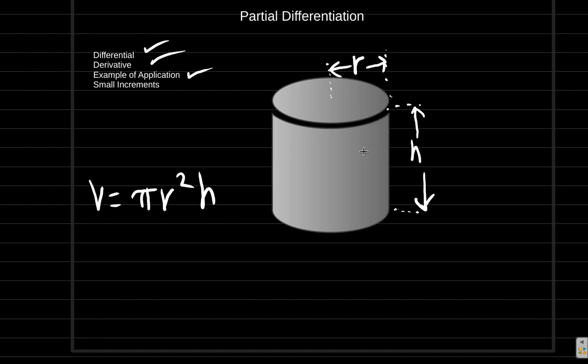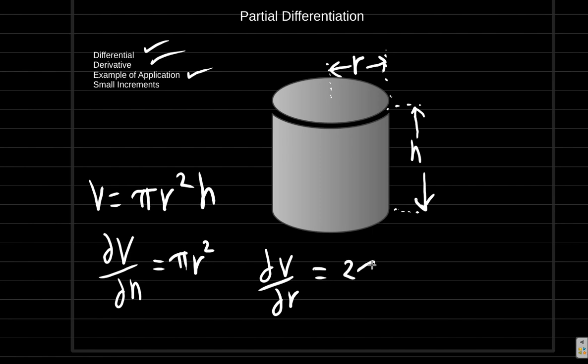Alright? Now, here we have, well, what was it again? Delta v by delta h was pi r squared, and delta v by delta r was 2 pi r h. Alright? Remember that. Now, both of them are changing at the same time. They're changing simultaneously.